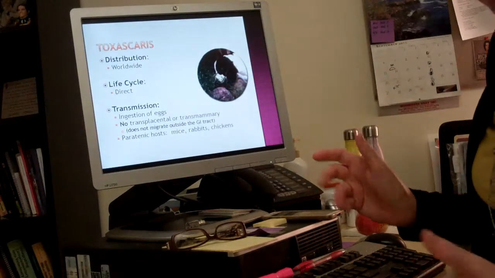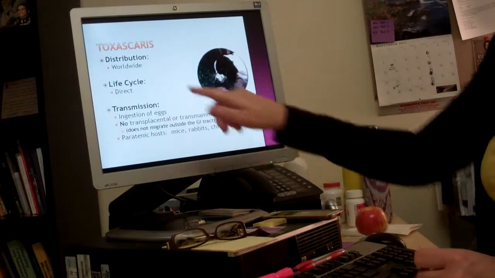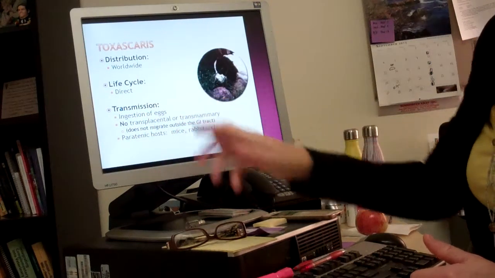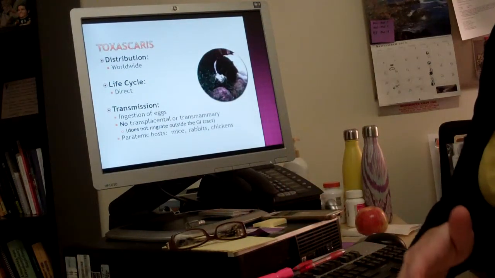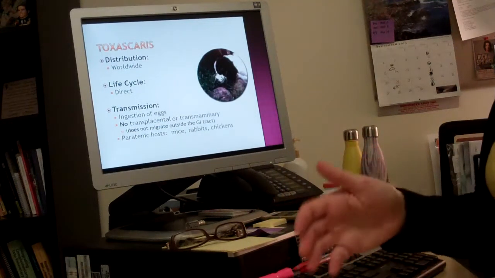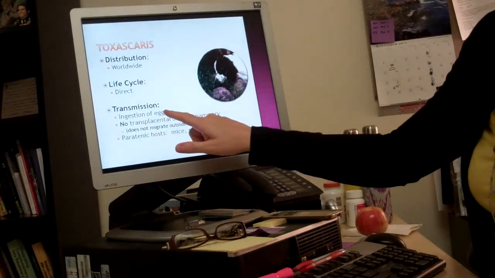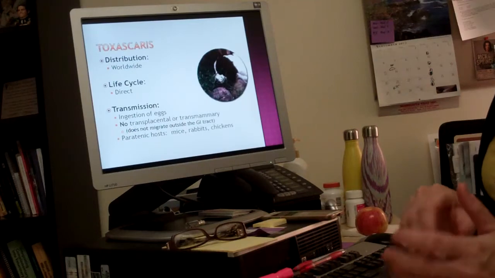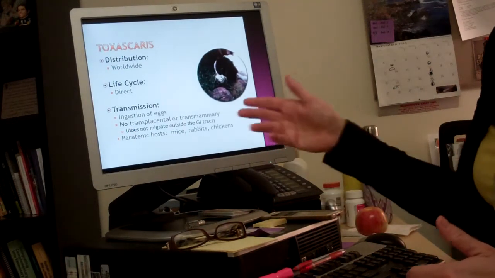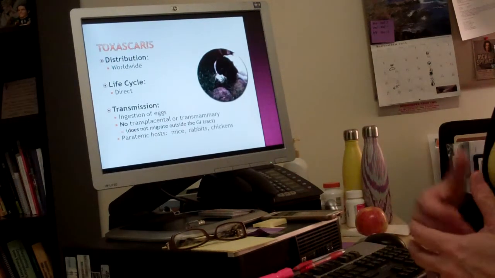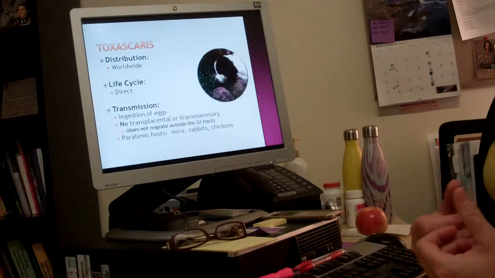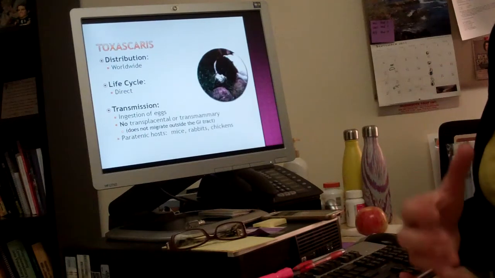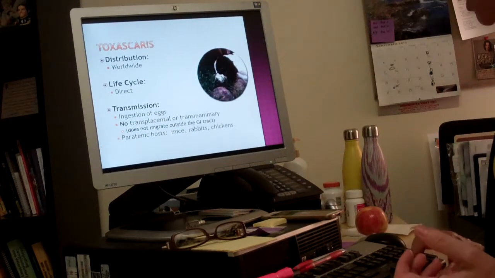All over the world, because cats and dogs are all over the world, so obviously the United States, all roundworms have a direct life cycle. Here's the big difference. The only way that Toxascaris can be transmitted from dog to dog, dog to cat, cat to dog, cat to cat, is the ingestion of the egg, more specifically that infective stage. There's no other way, no transplacental, no transmammary. You have to ingest the infective stage, whether that be directly in the feces or in a transport host.